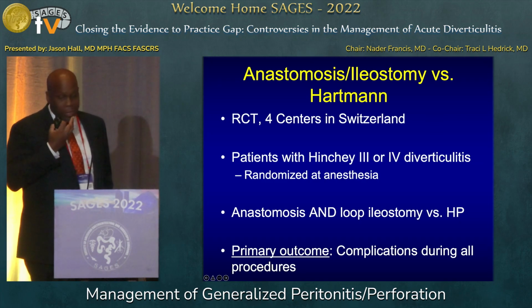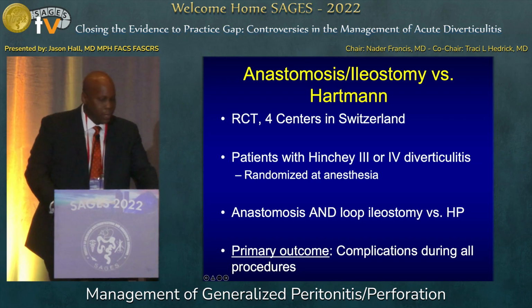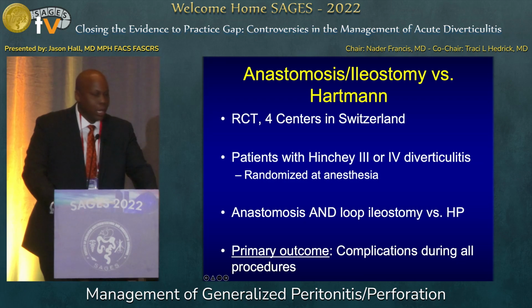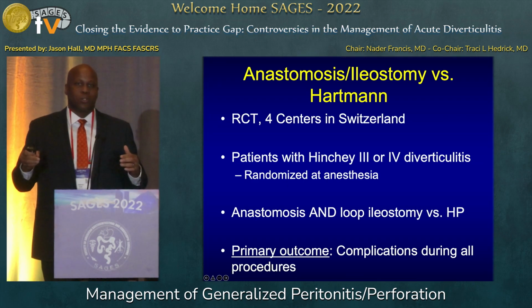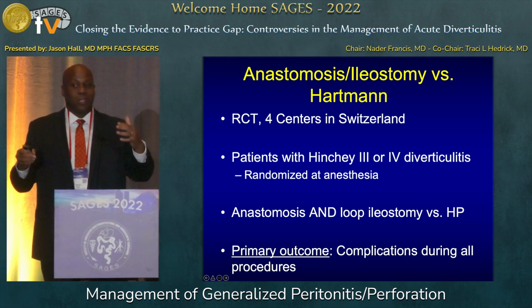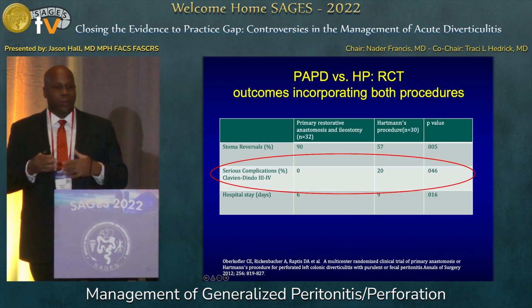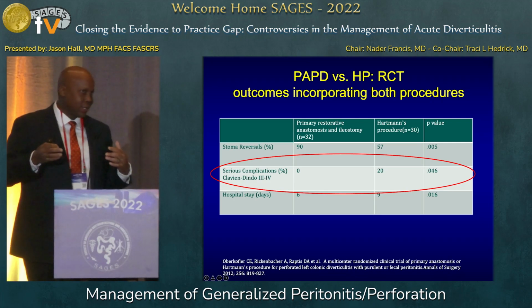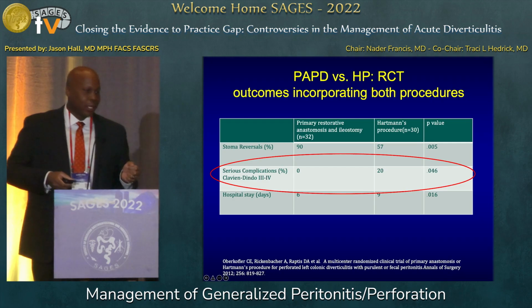This is one of the first published studies, in Switzerland, comparing anastomosis and loop ileostomy versus Hartman procedure. The primary outcome was complications during all procedures, so during the index operation and also in the reversal. And you'll see this pattern over and over again. I only have 8 minutes today, so we can't go through them all, but this is the key.